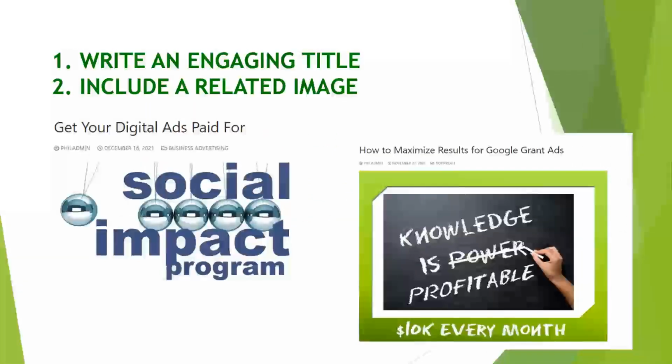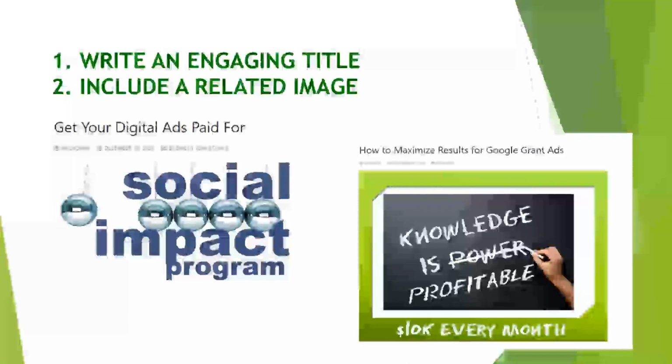Write an engaging title. Here's an example of a blog I wrote. This was back in 2021, but it's still good. Get your digital ads paid for. That's enticing. People want to know how will I get my digital ads paid for? And so the blog talks about Google Ad Grants and how they pay for digital ads. The other one is how to maximize results for Google Ad Grants. Everyone wants to maximize results, and this is telling them that this is what we're going to talk about.